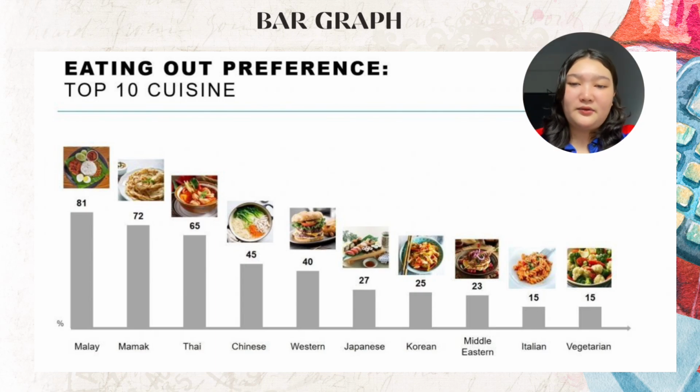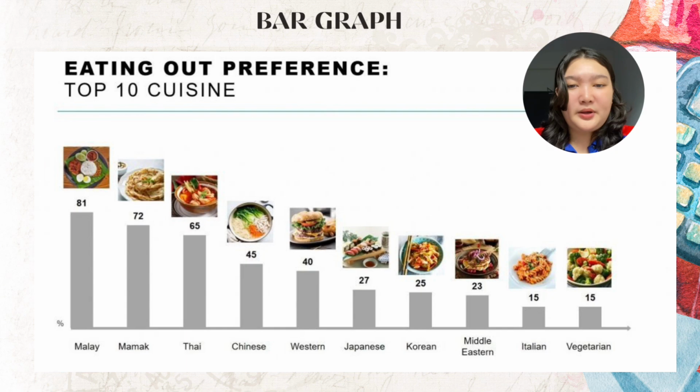The variables in the graph are the types of cuisine on the horizontal axis and the number of preference on the vertical axis. From the graph, Malay cuisine is the most popular with a value of 81, while Italian and vegetarian cuisine are the least popular, both with a value of 15.